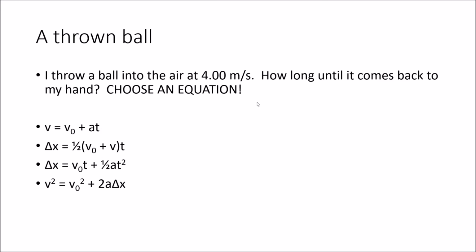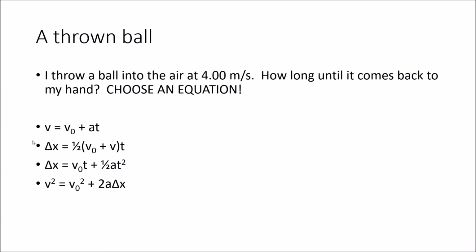Well, what else do we know about this? What is the delta x for this object? What is the change in position of this object from beginning to end? Well, presuming that I threw it from my hand and it comes back to my hand, then the change in position should be 0. Yep, I'm seeing it in chat. That's awesome. The change in position should be 0. So we need something with a change in position, a delta x, and we need something with a t in it. So it's going to be one of these two equations.